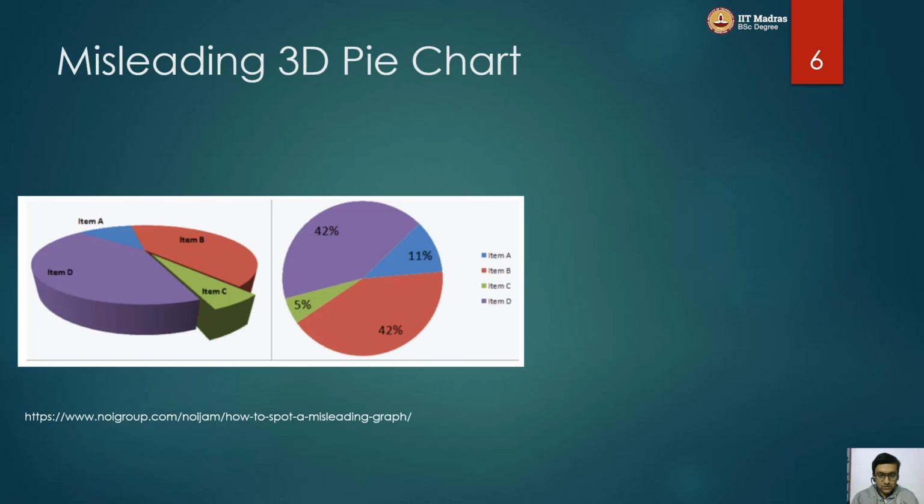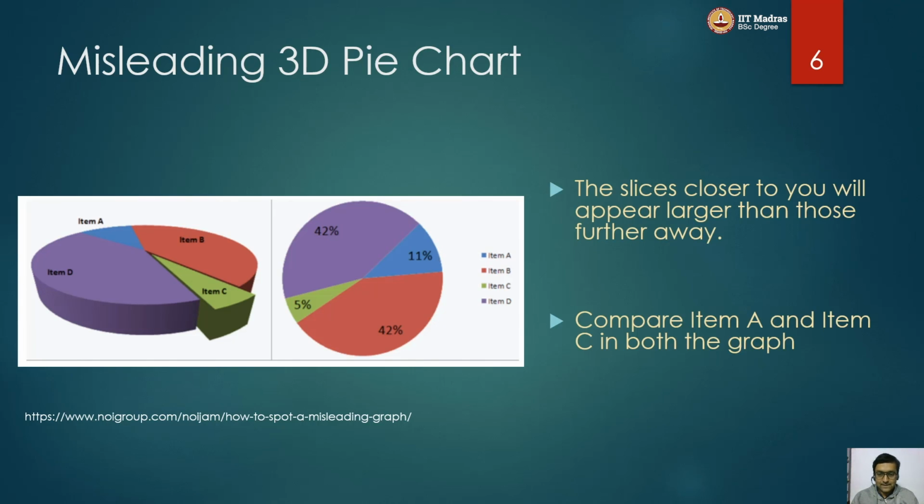So if you compare these two charts, for item C, you may infer that item A appears to have a lesser share than item C. But if you see the 2D diagram, the item A share is actually more than twice that of item C. So this gives a misleading interpretation.